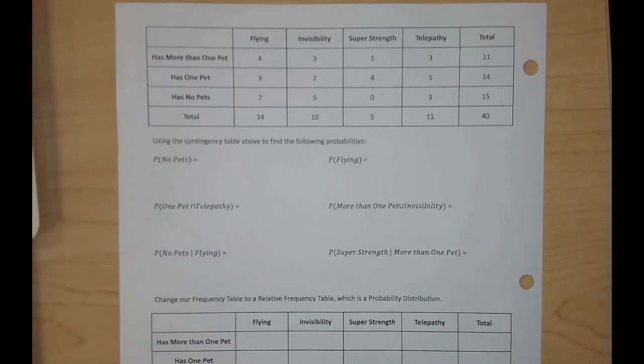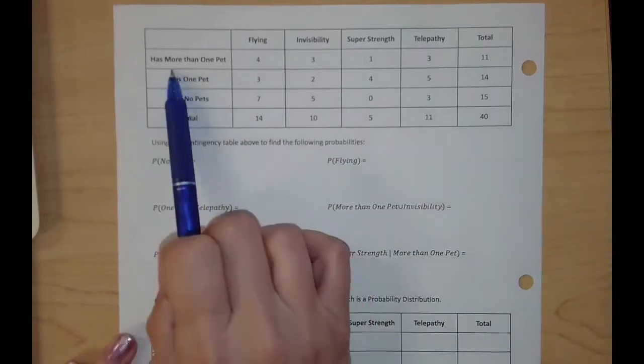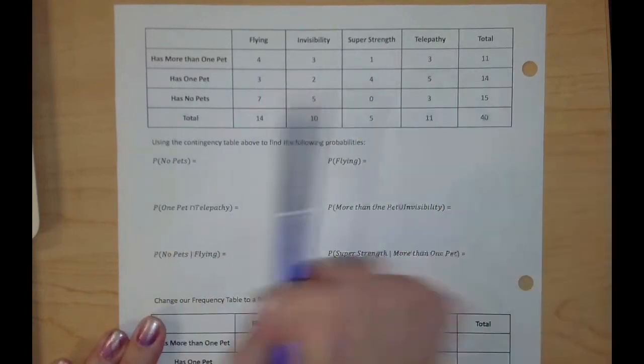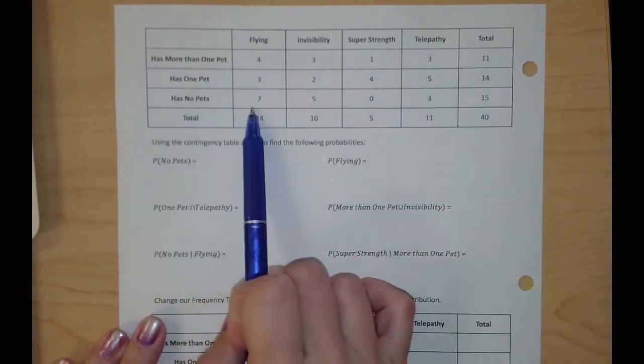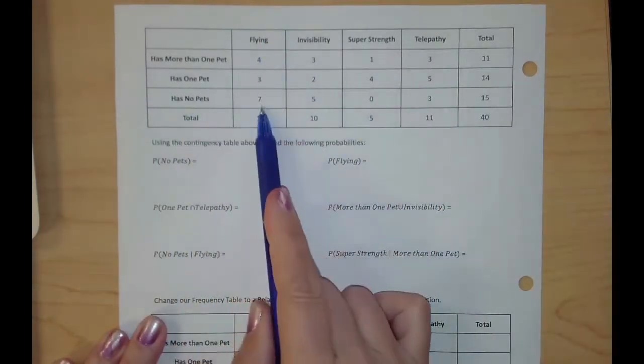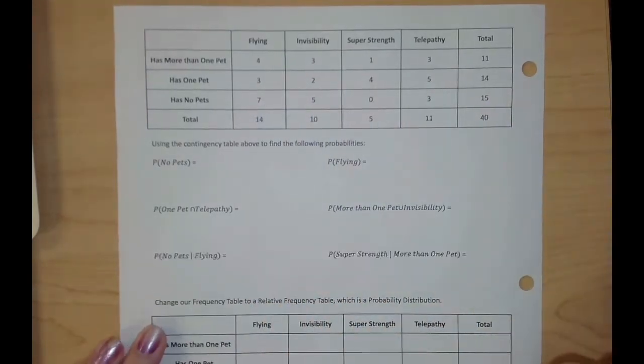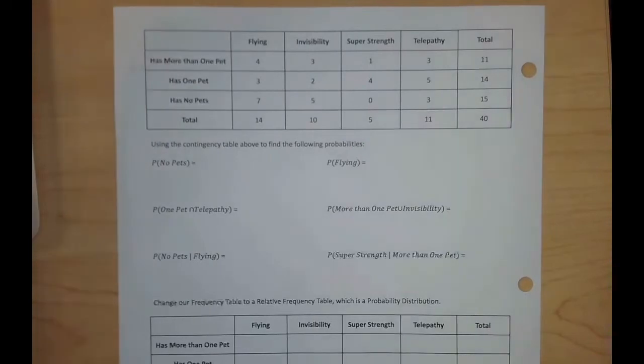All right, so this contingency table is given to us, which is so nice. We have pets, people who have more than one pet, people that have one pet or no pets, and then we have the kind of pets. Flying pets, I would assume, is just like birds. I guess you could have bugs that fly, but ew. They have invisibility properties, so I think we're talking about imaginary pets. Super strength, there it is. Let me see if I can focus this a little better.